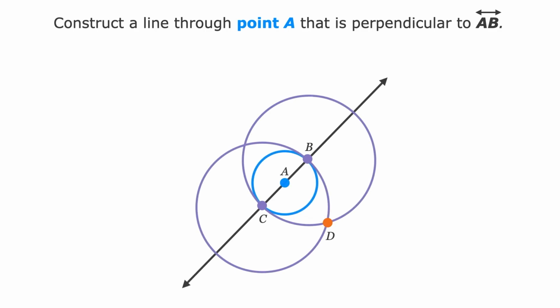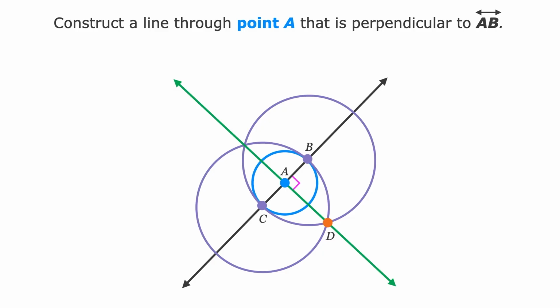Now remember, the perpendicular bisector theorem tells us that the set of points equidistant from points B and C form the perpendicular bisector of line segment BC. So we know that line DA is the perpendicular bisector of line segment BC. And since line DA passes through point A, we've constructed the line that passes through point A and is perpendicular to line AB. Great work!